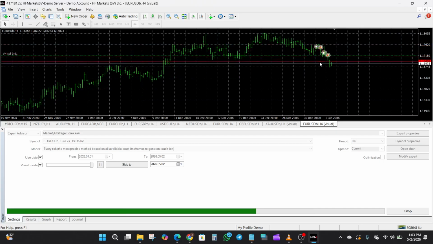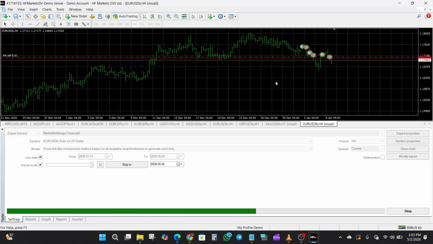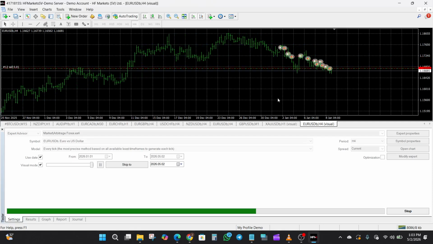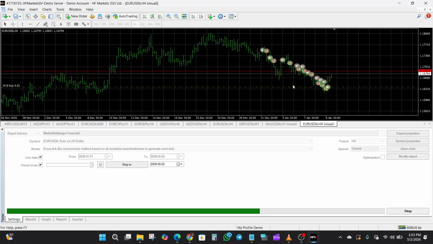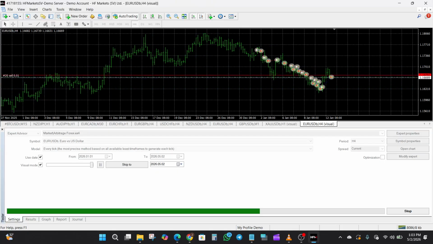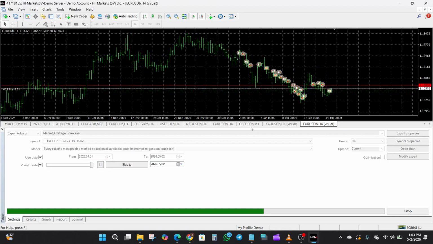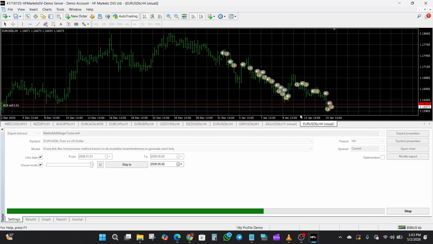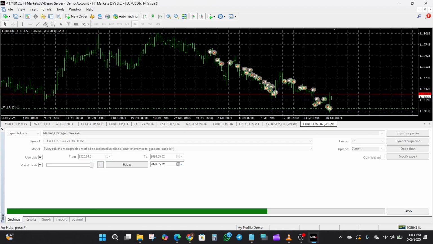Now we can see that the EA is already active, opening buy and sell positions. You can see quite a good number of positions have already been opened and closed. If you take a look closely, you will notice that we're not just seeing a single directional trade. There's a buy and sell position active around the same price zones, right? So this confirms the hedging behavior.